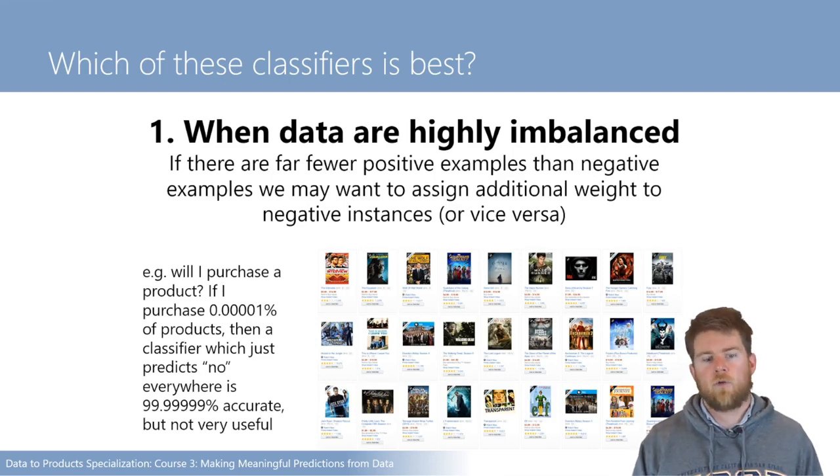It would get a very small sample of the data wrong. But it would be a useless classifier. It would have no ability to estimate what kinds of products I would purchase. Really then, what we might like is some kind of error measure or some kind of classification scheme that would assign higher weight to those products which I did purchase.